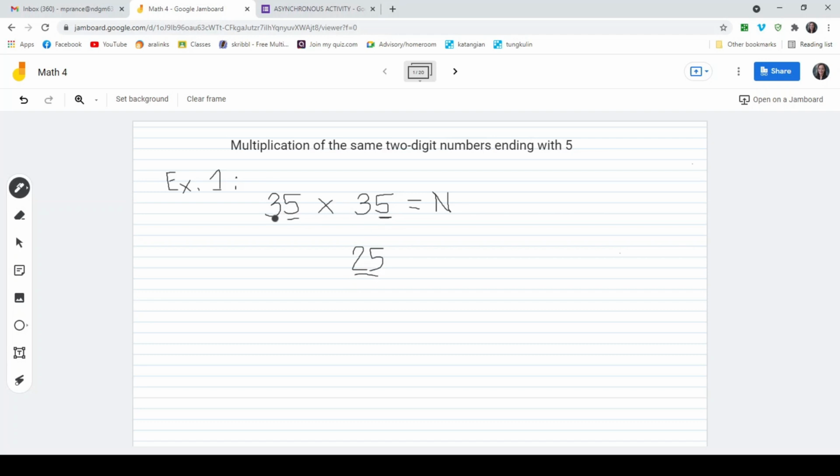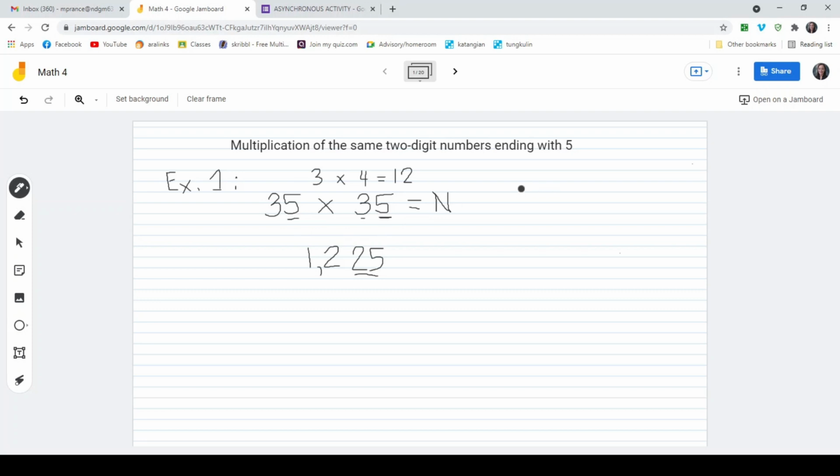After that, this first number will be written at the top, digit 3, and then the number that comes next after the digit 3, which is 4, you write it at the top of 3. What will you do with these numbers? You're going to multiply the numbers at the top. 3 times 4 is equal to 12. And this 12 will be written before the number 25. So the correct answer is 1,225. So that is the product of 35 times 35.